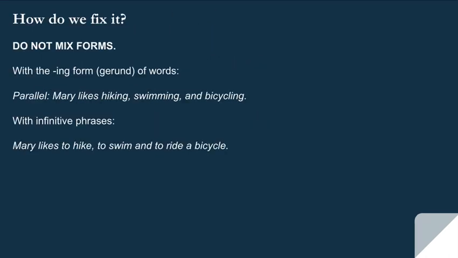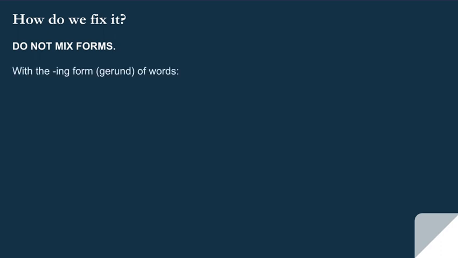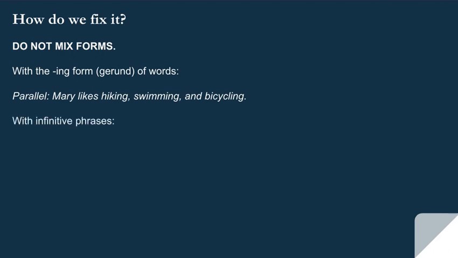Okay. How do we fix it? Well, you don't mix forms. For example, with the ing form or gerund, words parallel: Mary likes hiking, swimming, and bicycling. Instead of mixing different kinds of verbs or forms, you stick to one. With infinitive phrases: Mary likes to hike, to swim, and to ride a bicycle.